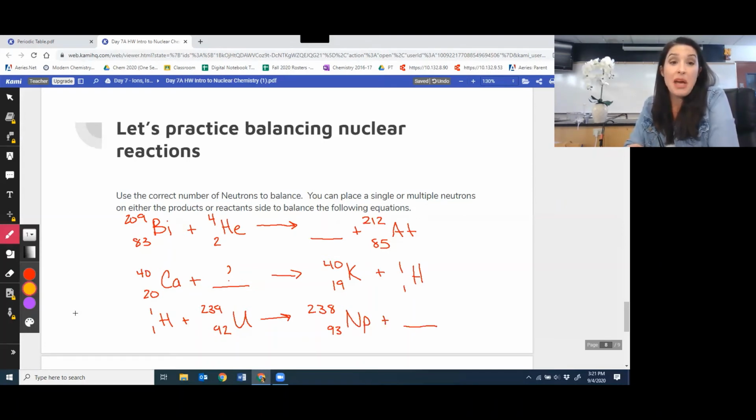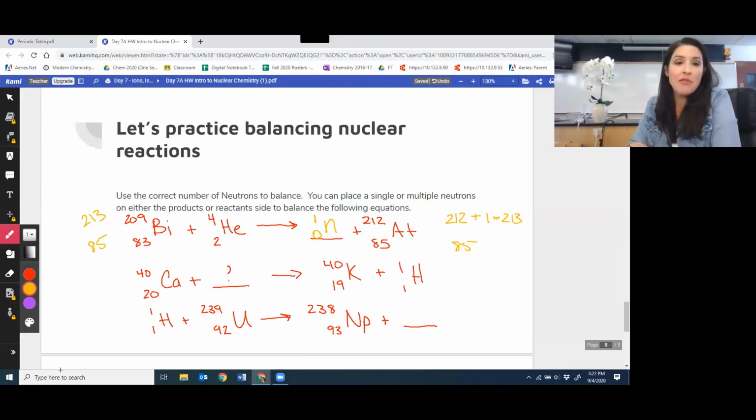So let's start by doing some math. On this side of the equation, I have 83 plus 2. 83 plus 2 is 85. On this side of the equation, I have 85. That checks out, so I don't need any number here. I don't need any extra protons to balance this equation. 209 plus 4, 213 on this side, 212 on this side, so I need one more to get to 213. I'm going to need one more. And what do you call it when you have just one in the mass number, no protons and one neutron? That's just a plain old neutron.